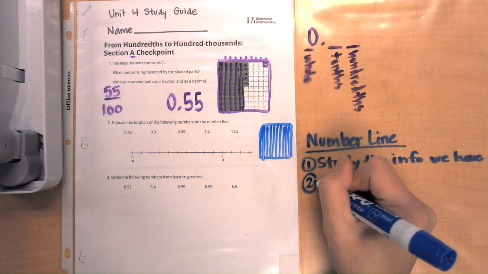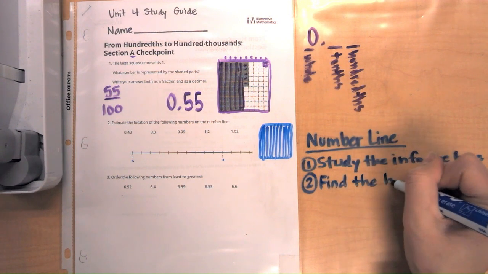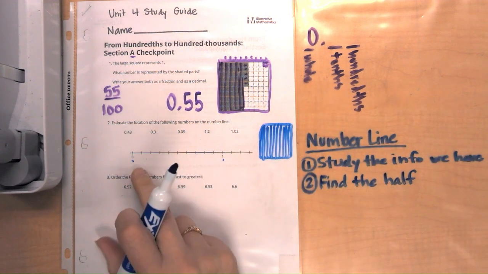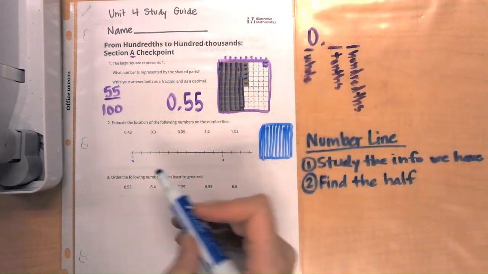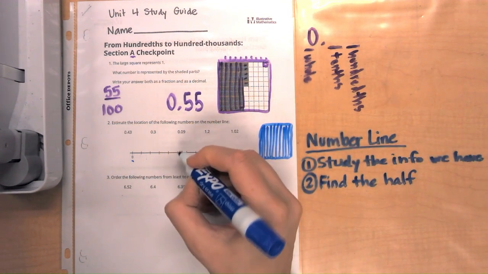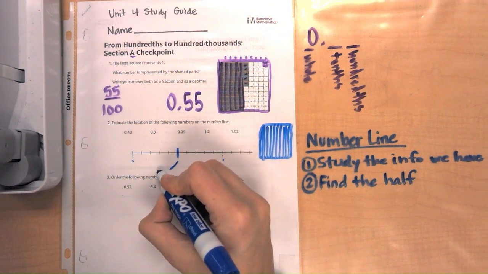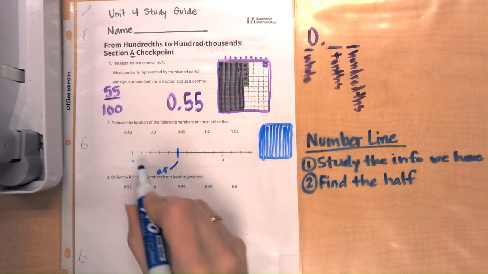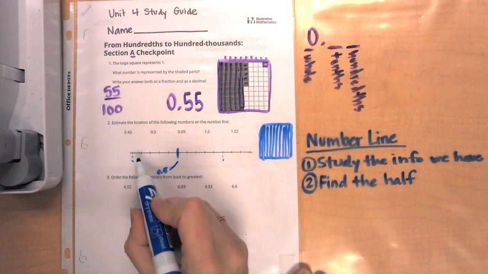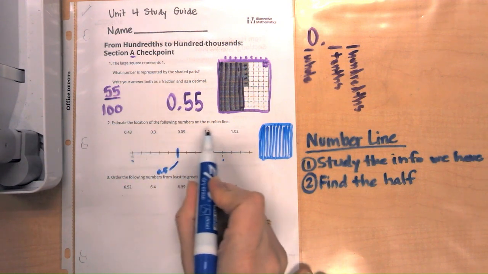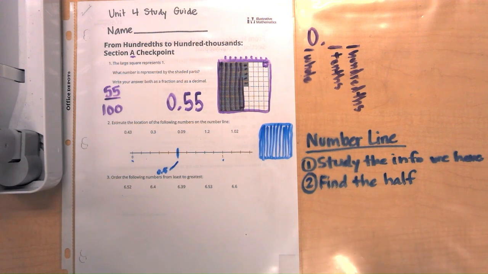The second thing we do when we have a number line is we find the half just for our own information. So if this is cut into 10 pieces, half would be 5. 1, 2, 3, 4, 5. So here's the half. My half is 0.5. It's 5 tenths. So that's the halfway mark. Now, that is not part of what I need to do, but it's just good to know.